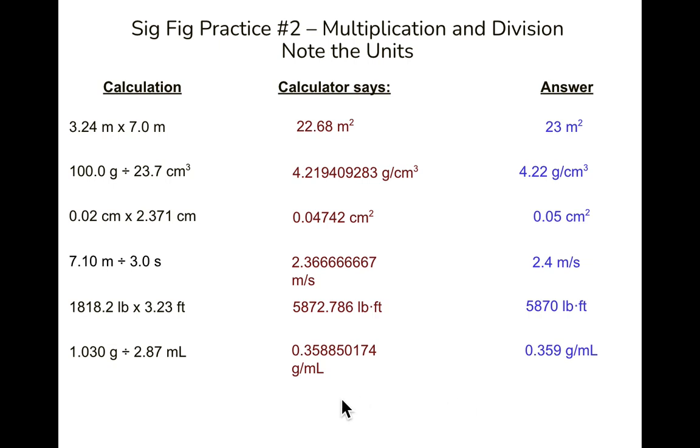And that is your practice. Now you're going to do an exit ticket and do a lot of practice with this. Remember, there are two different rules. One for addition, where you look at decimal places, and one for multiplication and division, where you look at actual number of significant figures to determine where to round.